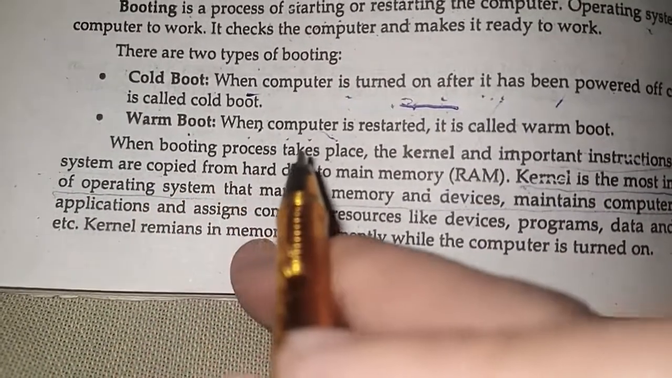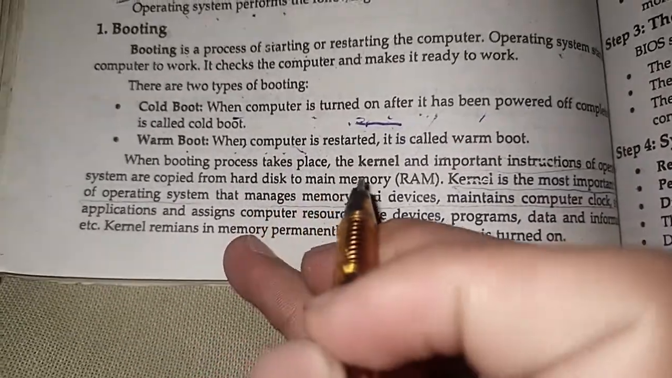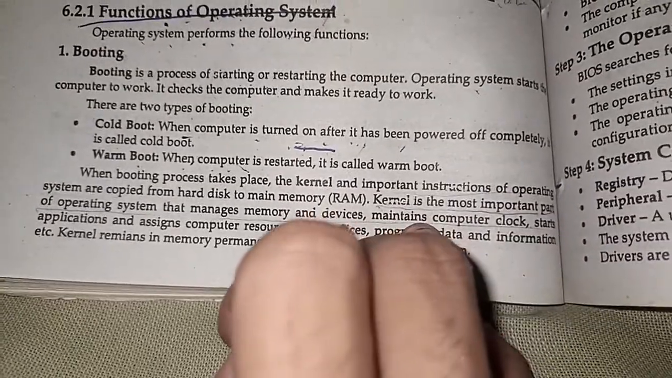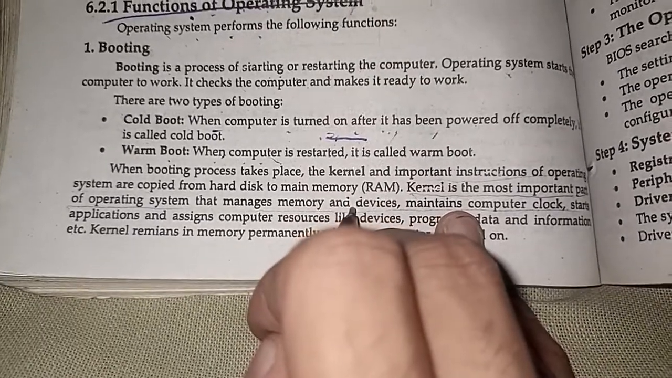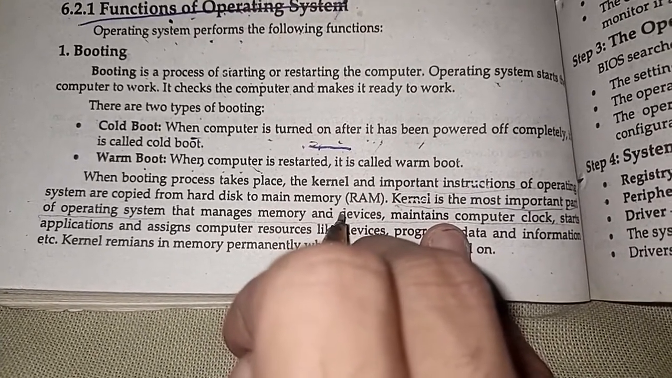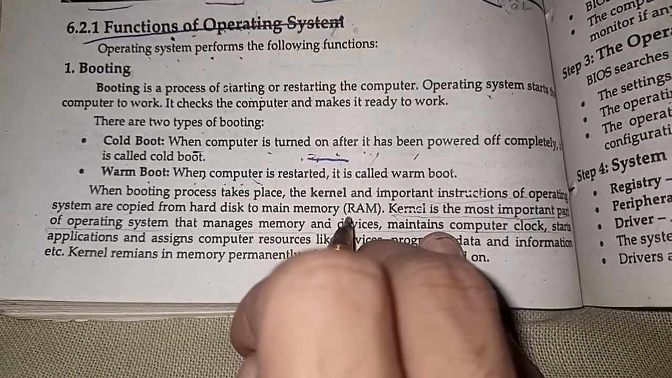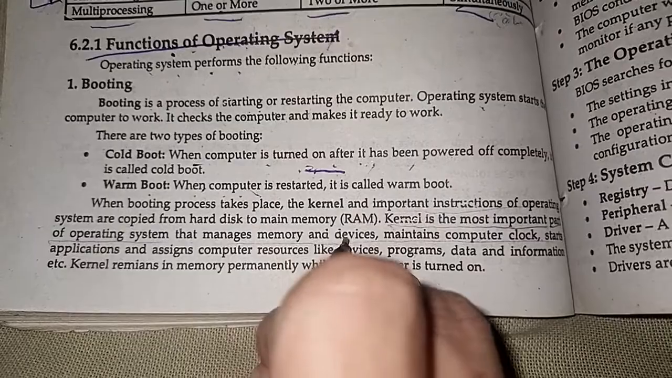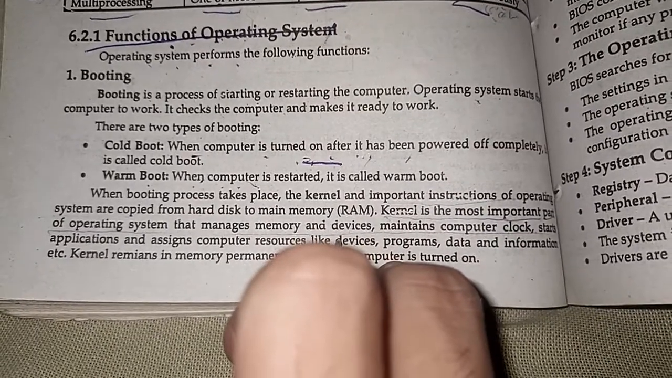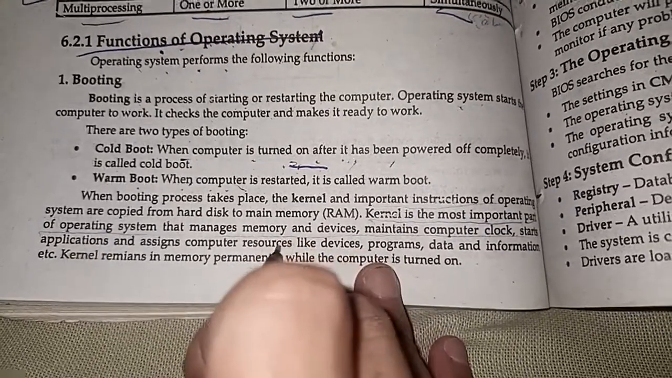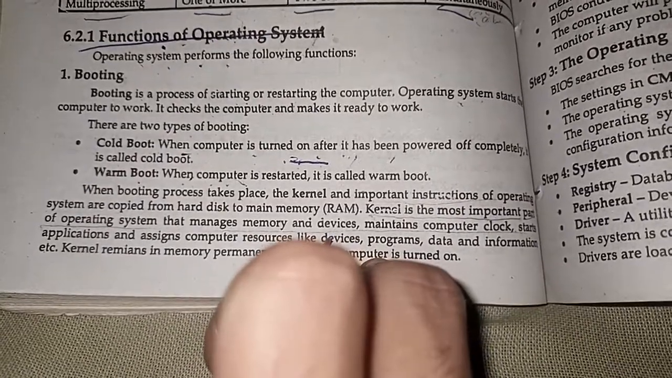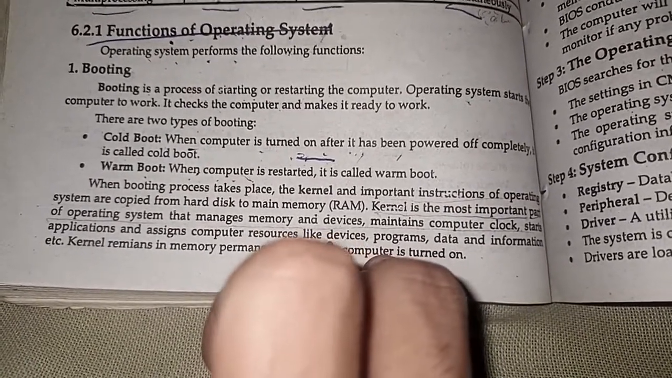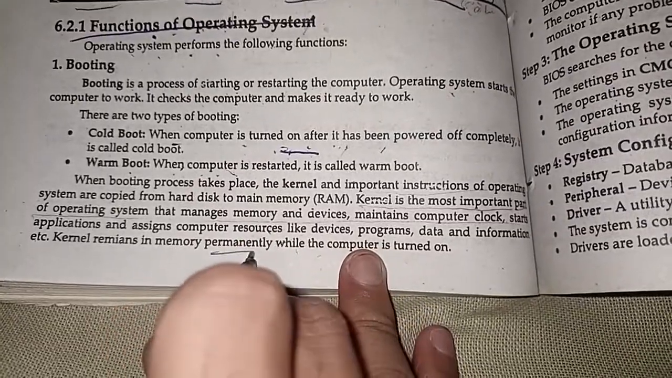When the booting process takes place, the kernel and important instructions of the operating system are copied from hard disk to main memory, RAM. The kernel is the most important part of the operating system that manages memory and devices, maintains the computer clock, starts applications, and assigns computer resources like devices, programs, data, and information, etc. Kernel remains in memory permanently while the computer is turned on.